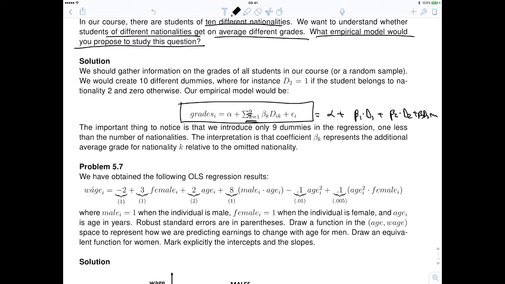What's the interpretation of the coefficient? Well, what is the base group that we're looking at? The base group is nationality 10. So all the coefficients will be in relation to nationality 10. If beta 1 hat is positive, that means that nationality 1 has a higher sample average grade than nationality 10 by exactly that amount.